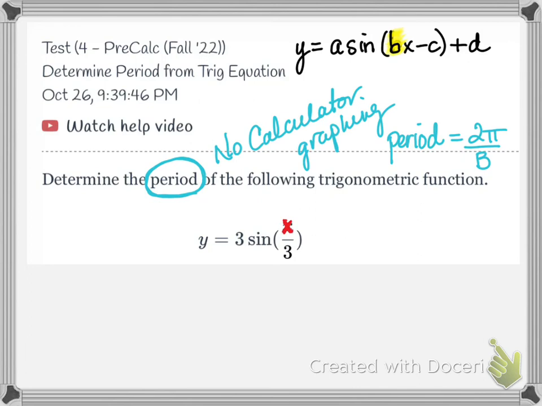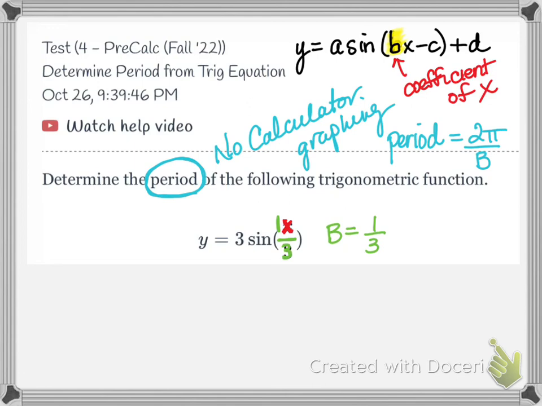My b value is always going to be the coefficient of x, okay? Coefficient of x. So anything that is with the x. So please note that your x has an invisible 1 in front of it and a 3. So in front of the x, the b value is 1/3.